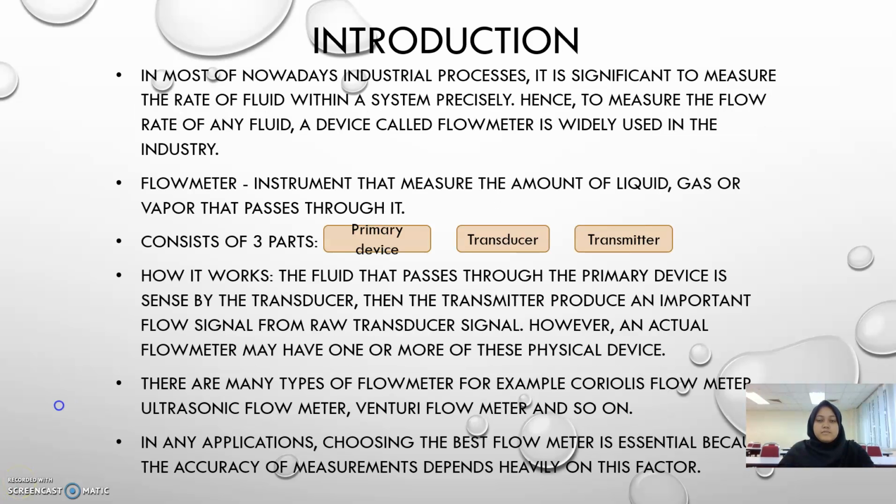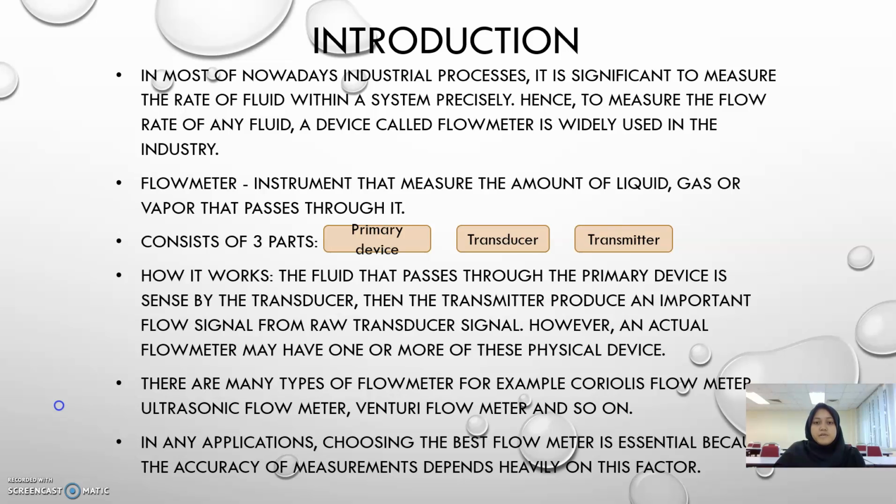Okay, so I will begin with the introduction. In most of nowadays industrial process, it is really significant to measure the rate of fluid within the system precisely. Hence, to measure the flow rate of any fluid, a device called flow meter is widely used in the industry. So, what is flow meter? Flow meter is an instrument that measures the amount of liquid, gas, or vapor that passes through it.